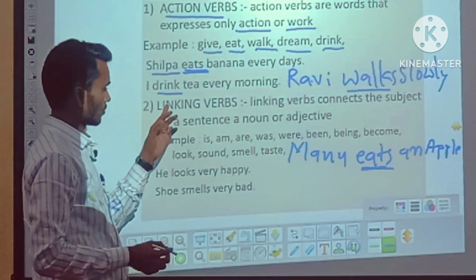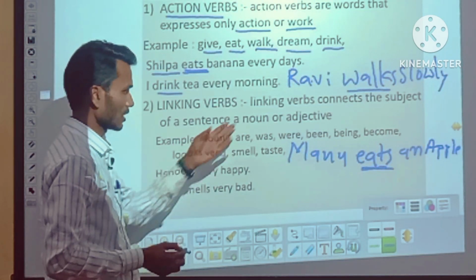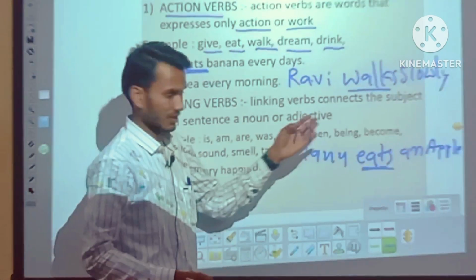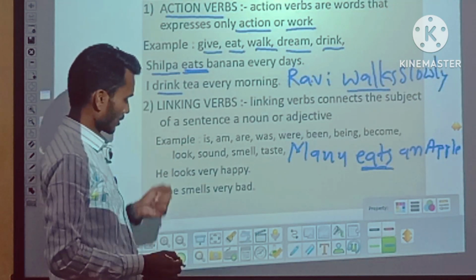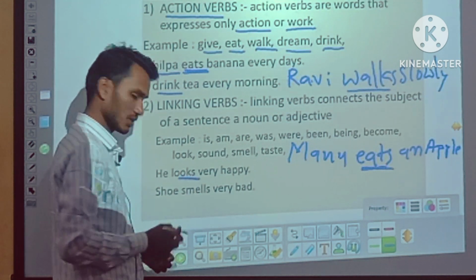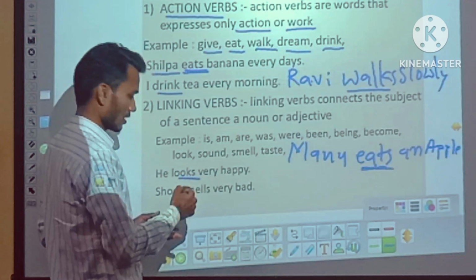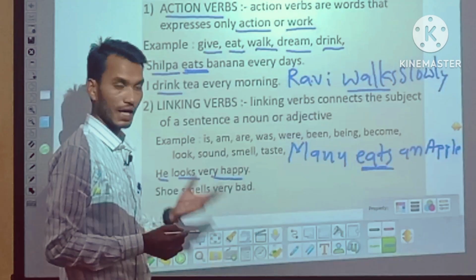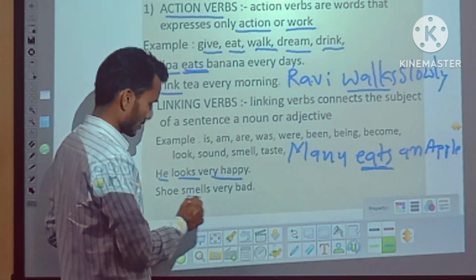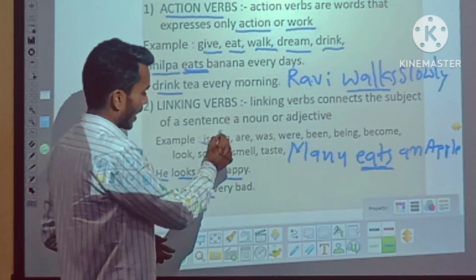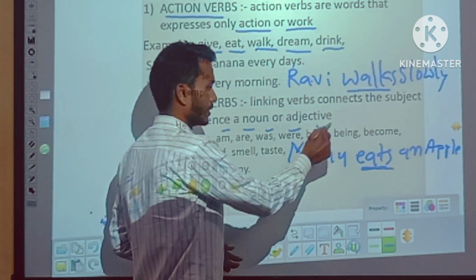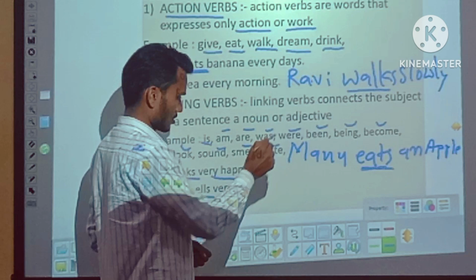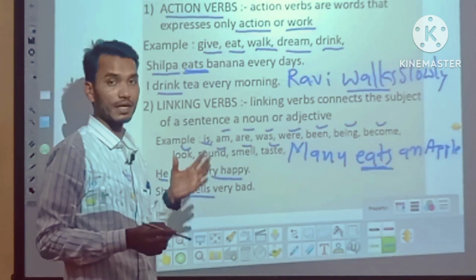Then we have linking verbs. What are linking verbs? Linking verbs connect the subject of a sentence to a noun or an adjective. Here you can see linking verbs like looks. Here looks is a linking verb. It links, it combines two words. He looks very happy. Shoes smell very bad. Smells and is, am, are, was, were, been, being, become, look, sound, smell, taste. So these are examples of linking verbs.